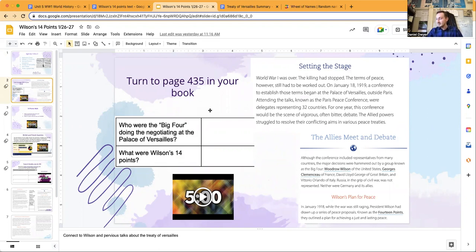So they have the names of them, but most importantly, I do want you looking at the countries that are considered the big four. And then what were Wilson's 14 points? I don't mean to list all 14 points. I just mean the general idea. When people say Wilson's 14 points, what was the goal of it?